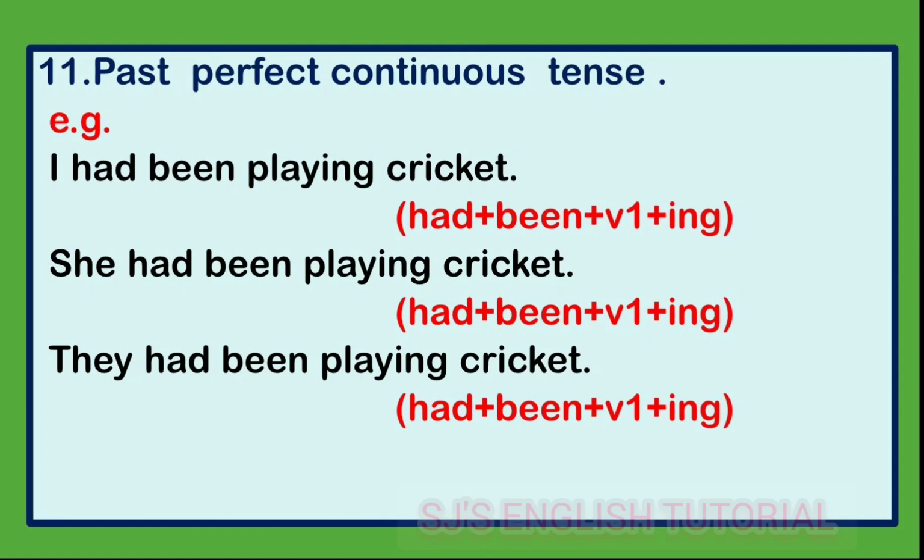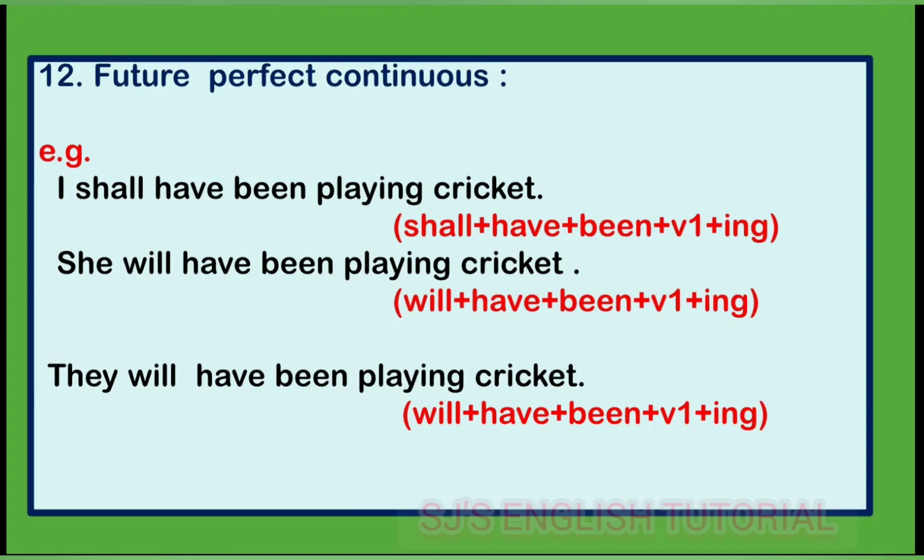Future perfect continuous tense, and the examples are: I shall have been playing cricket, she will have been playing cricket, they will have been playing cricket. And the pattern of the verb is shall have been plus V1 plus ing, or will have been plus V1 plus ing. Shall is always used with I and we, and with all the remaining subjects we use will have been plus V1 plus ing.